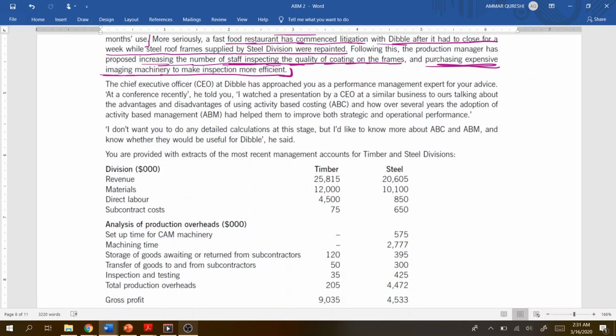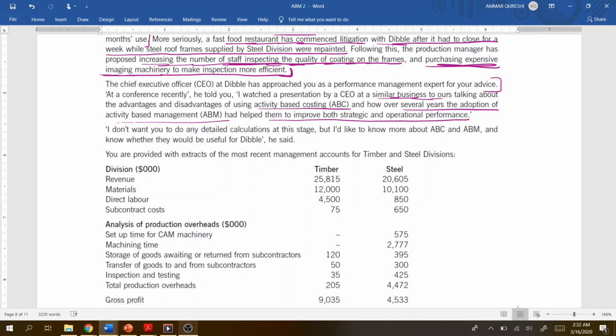The chief executive officer at Dibble has approached you as a performance management expert for your advice, right? At a conference recently, he told you, I watched a presentation by the CEO of a business similar to ours talking about the advantages and disadvantages of activity-based costing and how, over several years, the adoption of ABM had helped them to improve both strategic and operational performance, right? Try to recall what we studied about operational and strategic performance. All right.